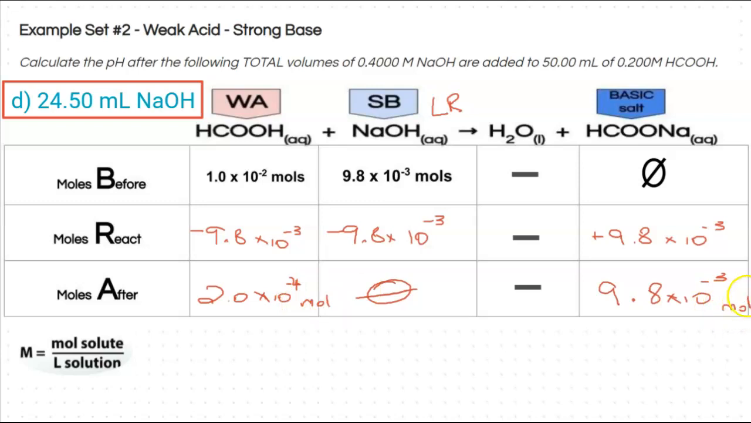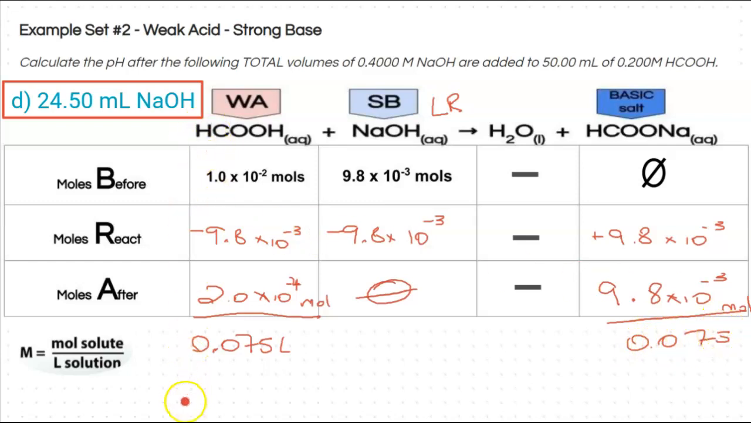I still want to find my pH, and pH is based on hydrogen concentrations. So I'm going to divide by solution volume. I had 50 milliliters of my acid. I added 24.5 milliliters of sodium hydroxide. My new total volume is 74.5. As liters, that is 0.745 liters for both concentrations. I use the same volume.